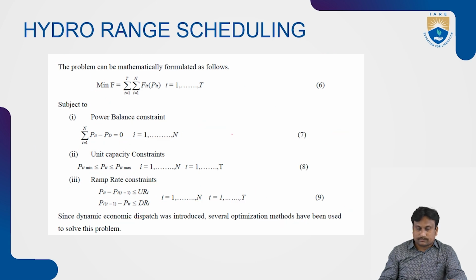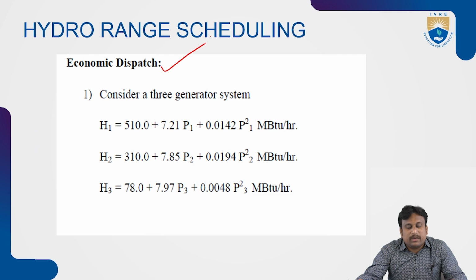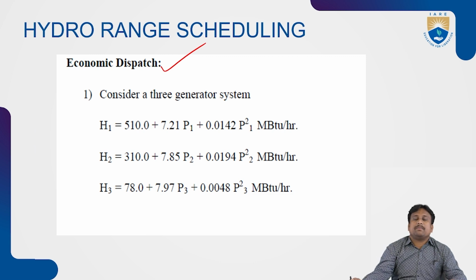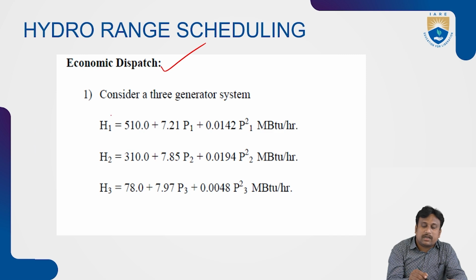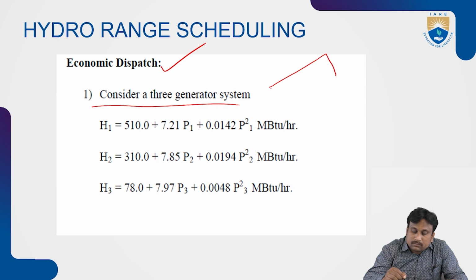Here one of the problems is given based on the economic dispatch of the power system network in the hydro range scheduling process. That is, it is considered with a 3 generator system. So here the system is developed with 3 generators named generator 1, generator 2, generator 3.